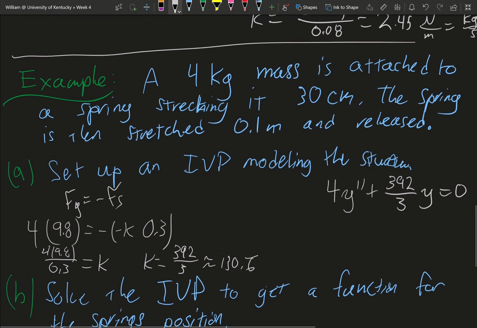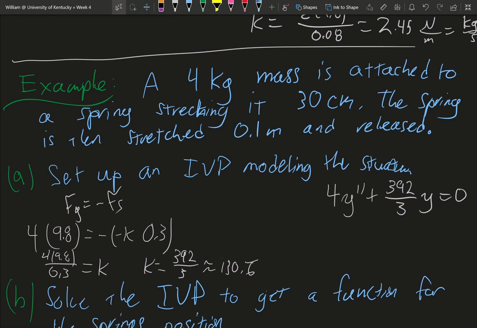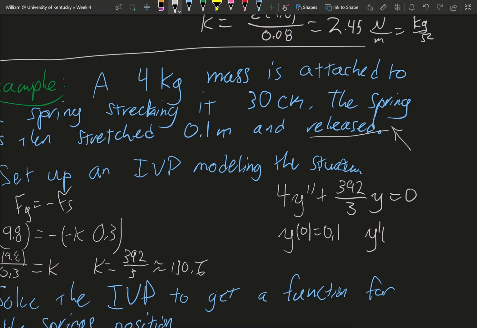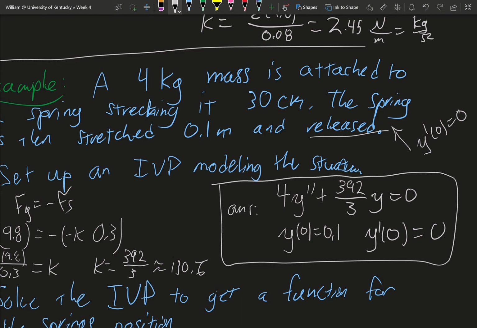We then have to account for our initial conditions. So we're stretched, stretching means we're going down, so an additional 0.1 meters, so y of 0 is 0.1. Y prime, so this word released is sort of another convention for these problems, and really what that means is that our starting velocity is 0. Right, so this would be our answer for part A.